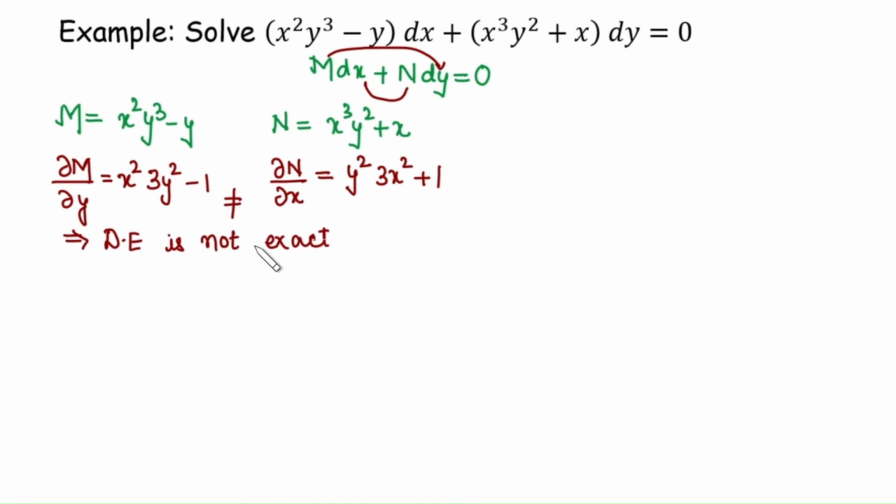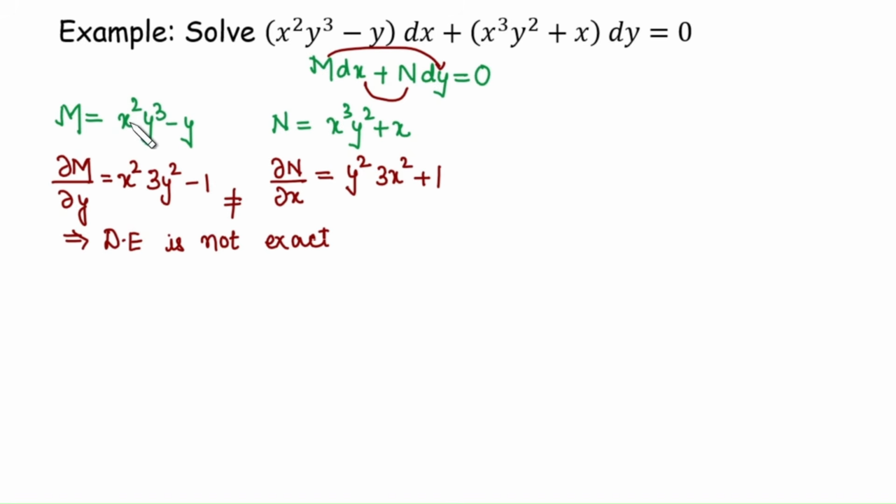As it is not exact, we will check whether we can apply any rule to make it exact. For that, we need to find the integrating factor. The first rule was to check whether this is a homogeneous function. Clearly, this is not homogeneous because the sum of powers is 5 here, and it is 1 here. So both do not result in the same number. Therefore, it is not homogeneous.